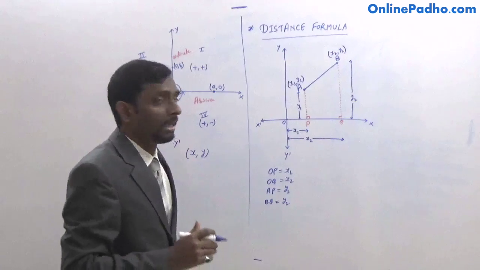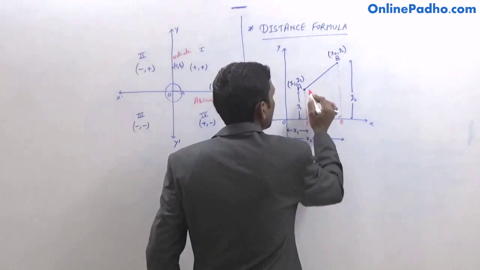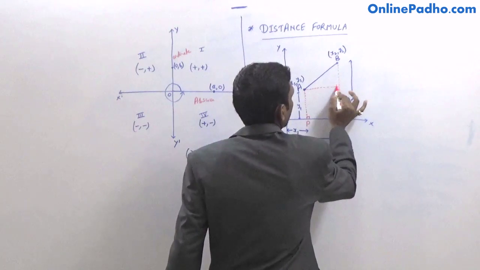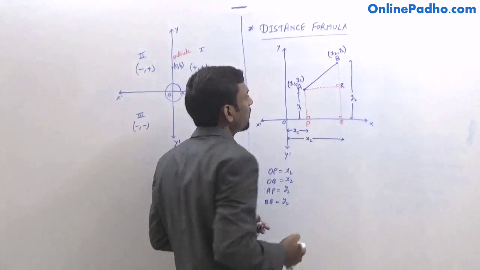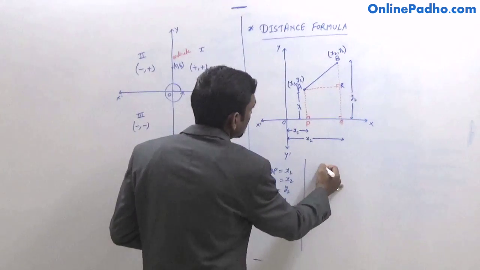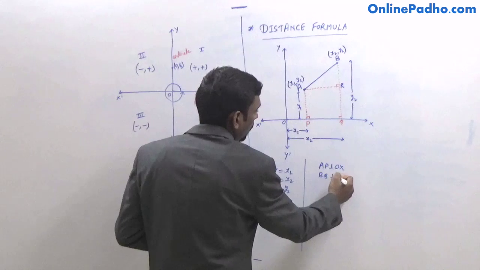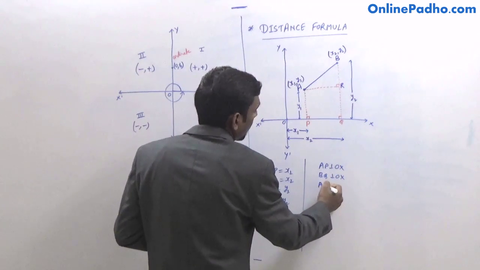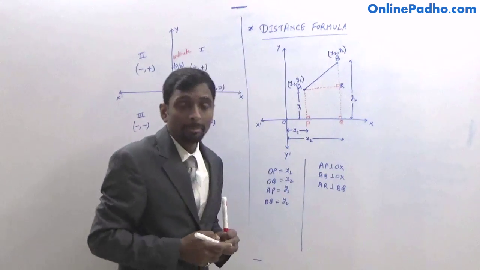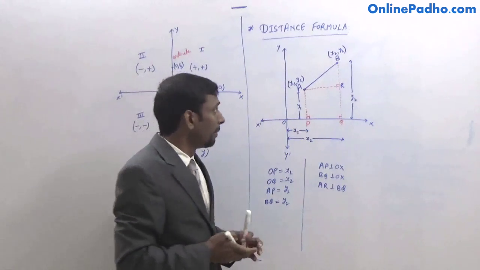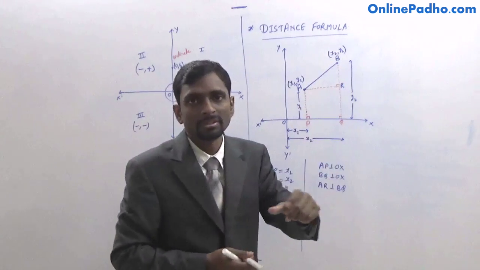We have to find the length AB. To find AB, we need to draw one more perpendicular from point A to the line BQ. So we write this perpendicular as AR is perpendicular to BQ. We drew OP perpendicular to OX, BQ perpendicular to OX, and a perpendicular AR to the line BQ. Why did we draw this? To make this triangle a right angle triangle, and AB is the hypotenuse of this right angle triangle.